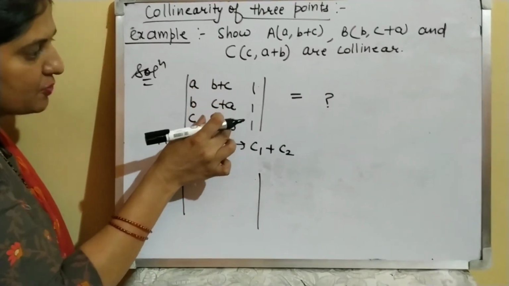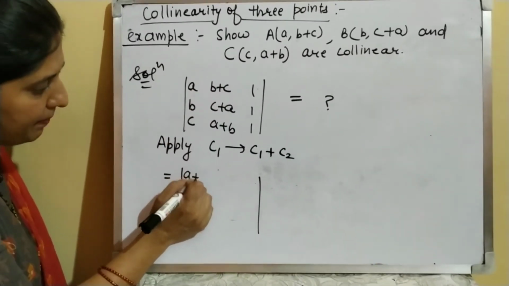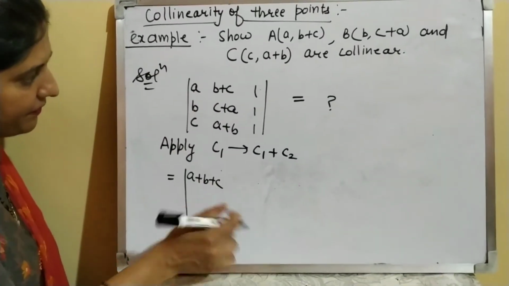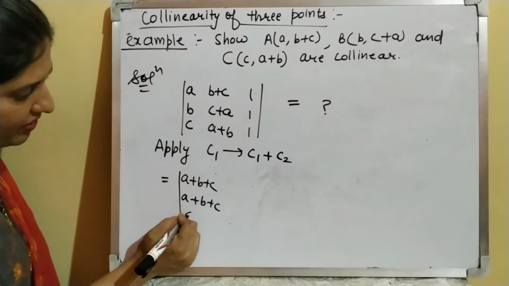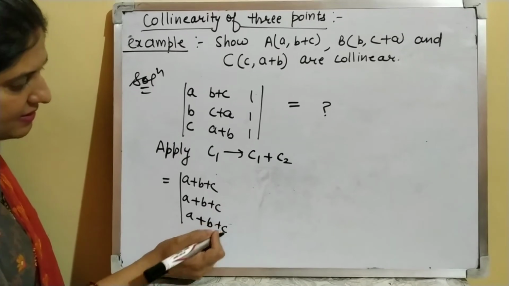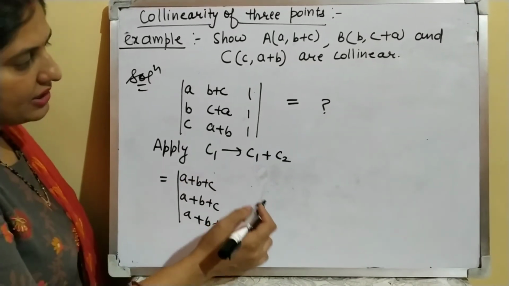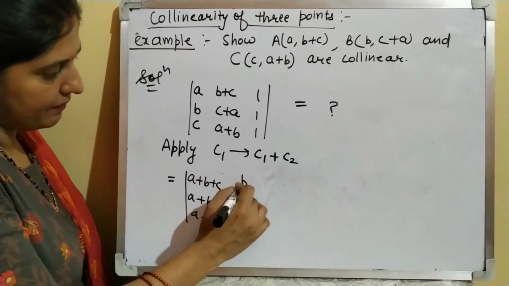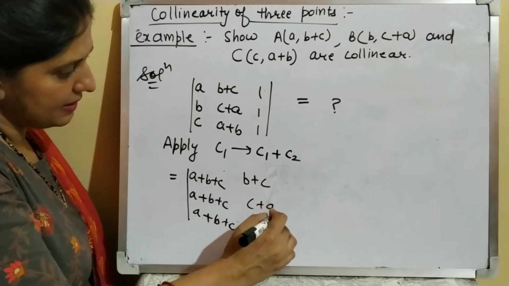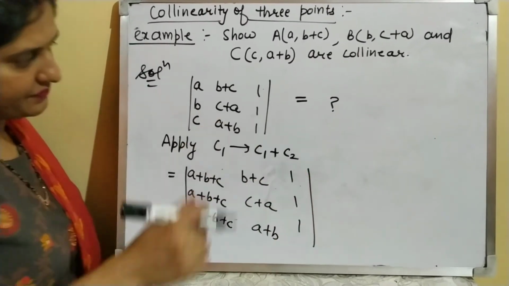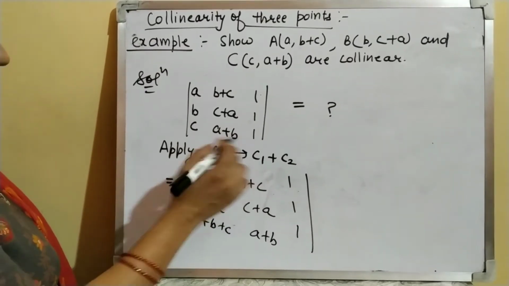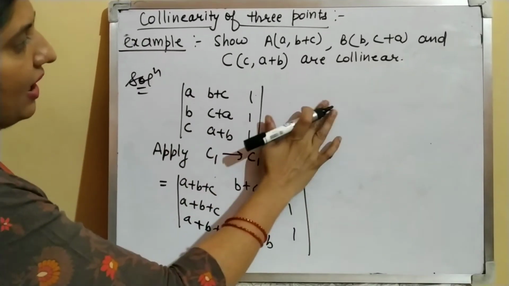So add corresponding entries: A plus B plus C. In the same way, A plus B plus C. All other columns are the same: B plus C, C plus A plus B, 1, 1, 1. Now, just take out the common factor outside.